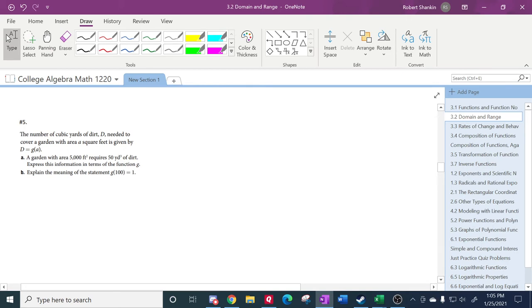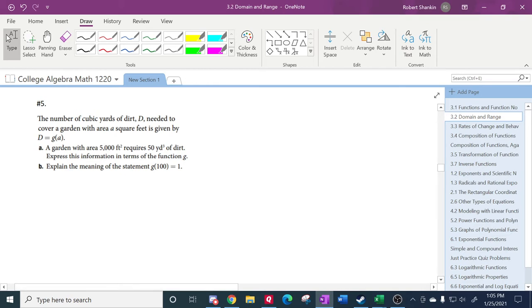The number of cubic yards of dirt, D, needed to cover a garden with area A square feet is given by D equals G of A. Sounds kind of strange. A garden with area 5,000 square feet requires 50 cubic yards of dirt. Express this information in terms of the function G. Explain the meaning of the statement G of 100 equals 1. All right, I'll give you a minute to work on this.